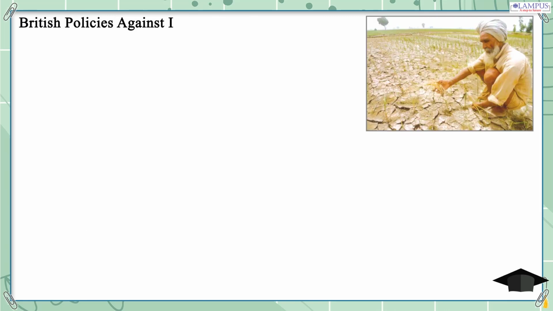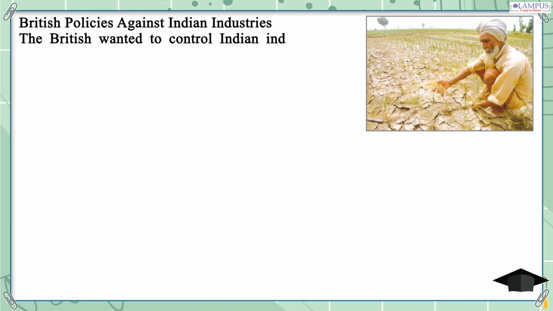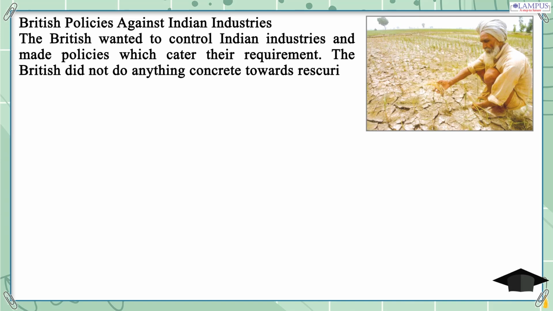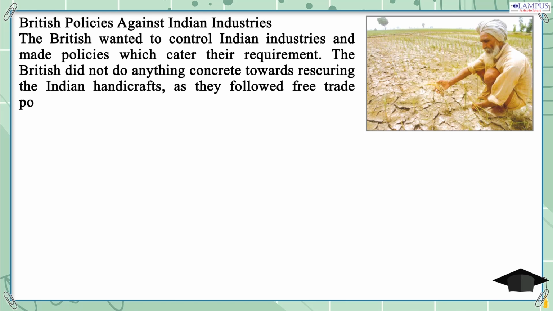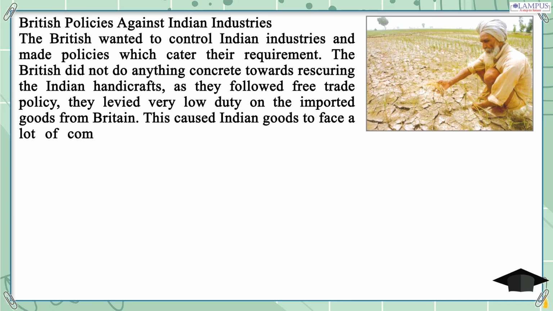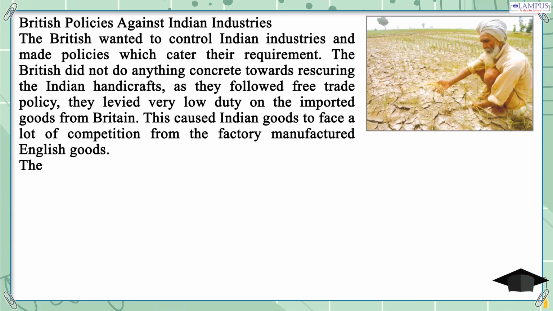British policies against Indian industries. The British wanted to control Indian industries and made policies which catered to their requirements. The British did not do anything concrete towards rescuing the Indian handicrafts. As they followed a free trade policy, they levied very low duty on the imported goods from Britain. This caused Indian goods to face a lot of competition from the factory-manufactured English goods.